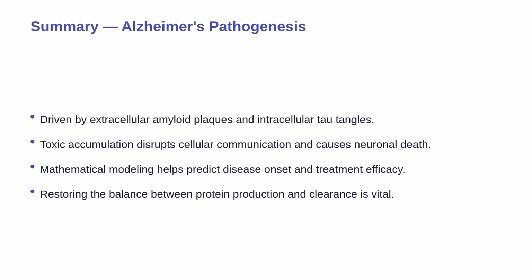We have covered a tremendous amount of ground today, so let us summarize the key takeaways. First, we learned that the pathogenesis of Alzheimer's disease is fundamentally driven by two toxic structures: extracellular amyloid plaques and intracellular neurofibrillary tau tangles. Second, we saw how this toxic accumulation physically suffocates neurons, disrupting communication and causing cell death.